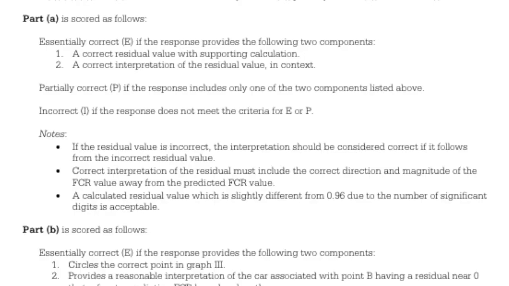Alrighty, in order to get part A right, the College Board says that you need two things. Number one, a correct residual value with supporting calculations, so show your work, and number two, a correct interpretation of the residual value in context, in order to earn an E, which is essentially correct.